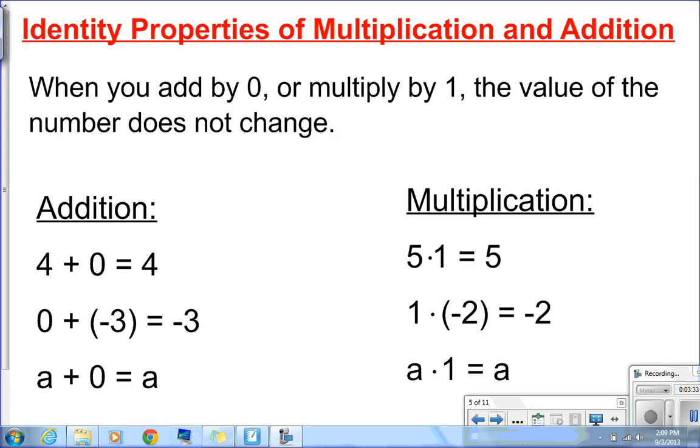The identity properties of addition and multiplication. When you add by 0 or multiply by 1, the value of the number does not change, whether it's a number or a variable. It stays constant. That's why it's called the identity. It identifies the number or the variable. So, adding by 0, we get 4 plus 0 equals 4, 0 plus negative 3 equals negative 3, and A plus 0 equals A. For multiplication, what we do is we multiply by 1. 5 times 1 equals 5, 1 times negative 2 equals negative 2, A times 1 equals A. In all these examples of the identity properties, the answer is always the same as the number it's being added to or multiplied to.